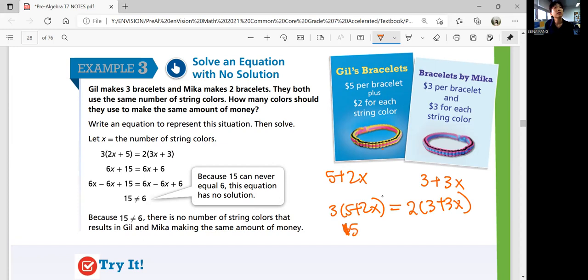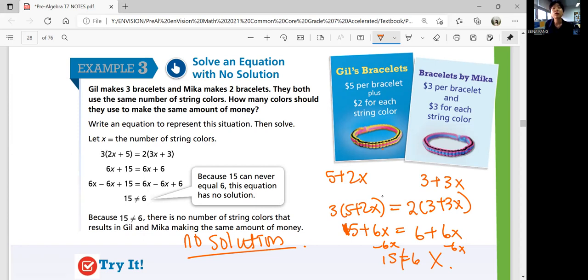Wait, that's 15 plus 6x, and that's equal to 6 plus 6x. And then you subtract 6x on both sides, and then you're left with 15 is equal to 6. But is that true? 15 is not equal to 6. That is not true. Because that is not true, there's no number of string colors that results in Jill and Mika making the same amount of money. So this is when you have no solution.